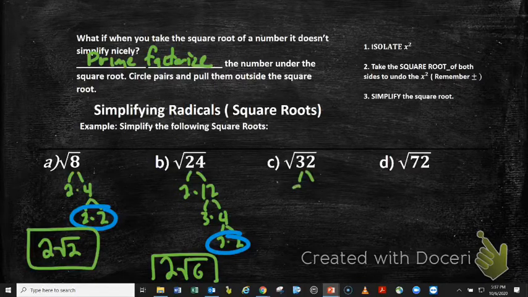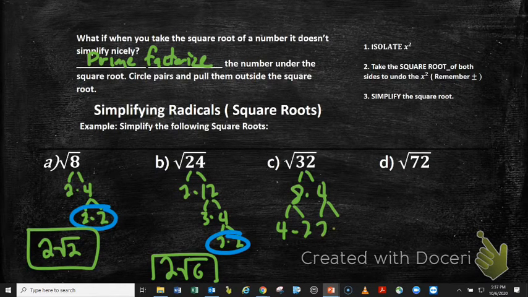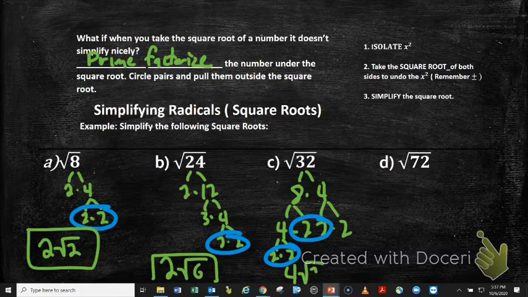Okay, 32 can break down as 8 times 4. 8 can break down as 4 times 2. 4 can break down as 2 times 2. This can break down as 2 times 2. And so I group pairs, and what's left over is 2. So I'm going to pull out 2 2's, and they're multiplying together. So I'm going to multiply 2 times 2 to get 4. And what's left over inside is the square root of 2.